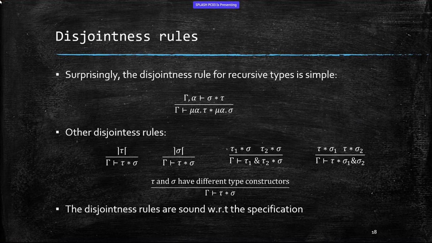Surprisingly, the disjointness rule for recursive types is simple. We just need to check if two recursive bodies are disjoint. The disjointness rules for top-like types and intersection types are also shown below. We can prove that the disjointness rules are sound with respect to the specification by giving the definition of top-like types. How about the completeness?